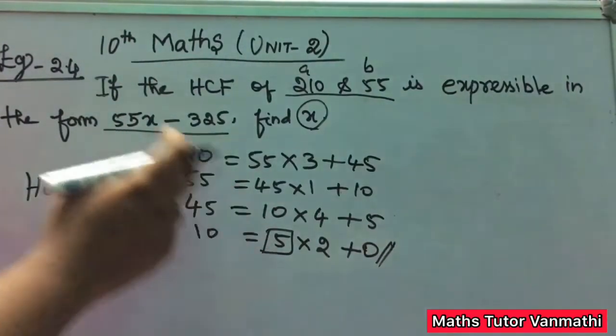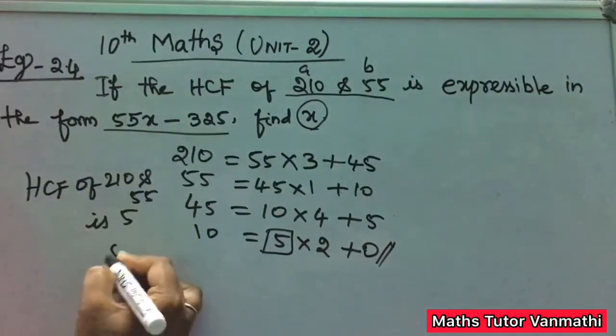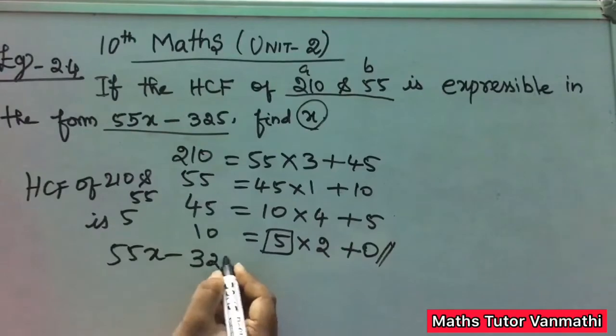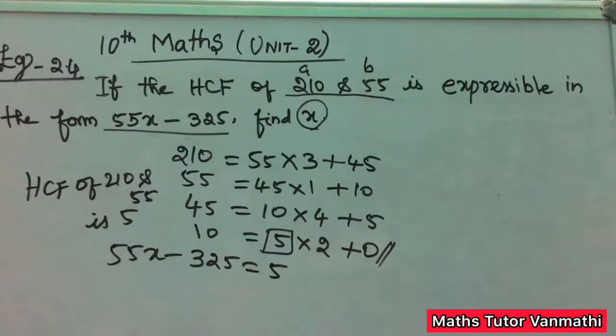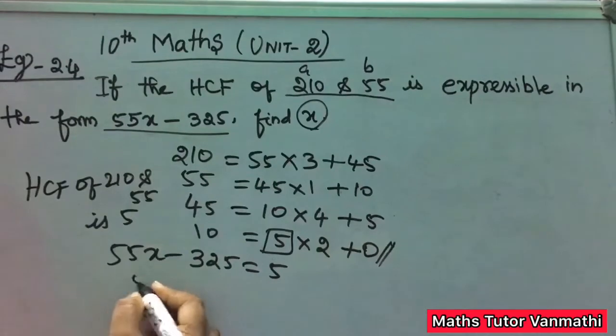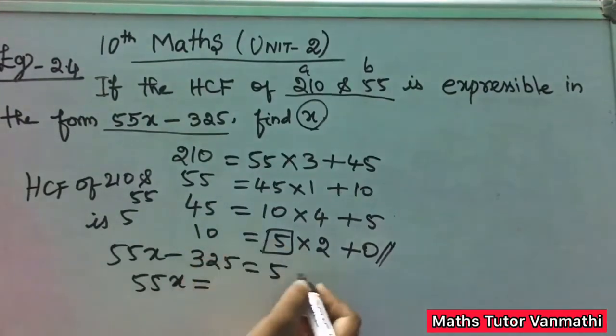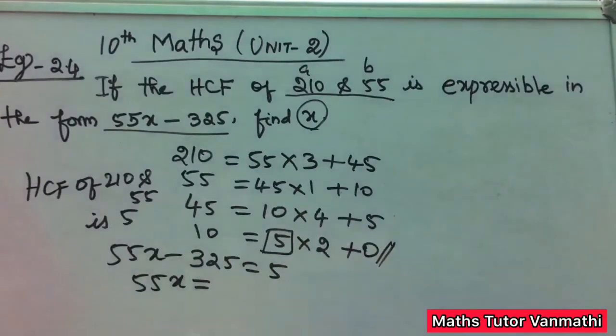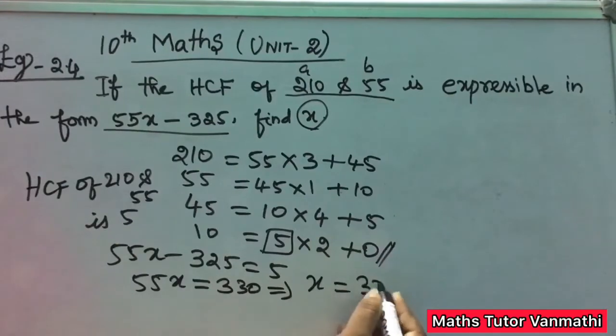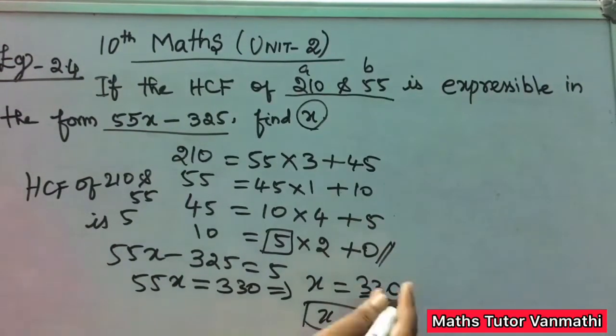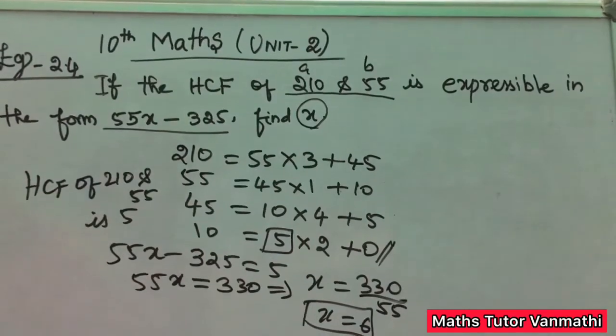Now we are going to express this 5 in terms of this, that is, 55x minus 325 is equal to 5. Clear? This is your HCF now. So we are equating: 55x equals, when 325 goes to that side, you will get 5 plus 325, so you will get 330. From this, x is equal to 330 divided by 55. So your answer is x equals 6. On dividing this, you will get the value x equals 6. Clear? Next example.